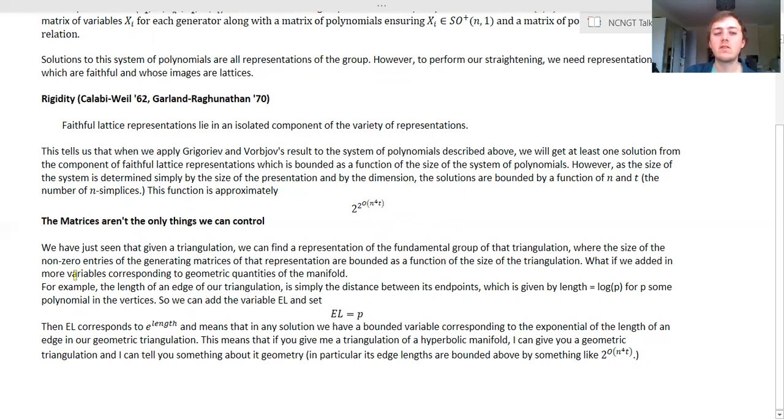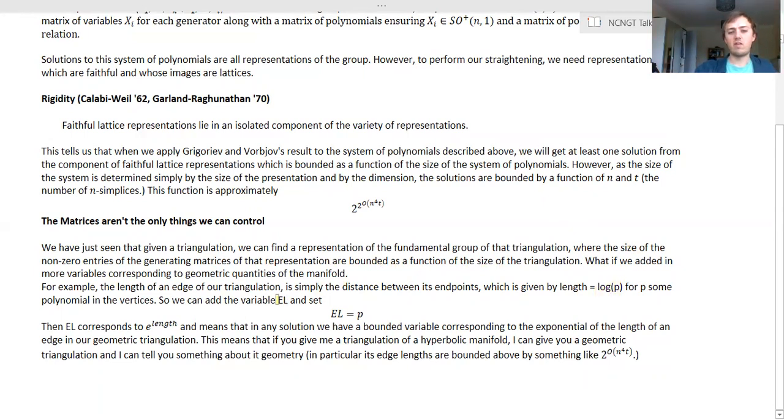So what if we added in some useful variables corresponding to geometric quantities of the manifold? For example, the length of an edge of one of these straightened out simplices is simply the distance between its endpoints, which for a certain model of hyperbolic space is just log of a polynomial. So it's almost a polynomial, we can almost shove it straight in.